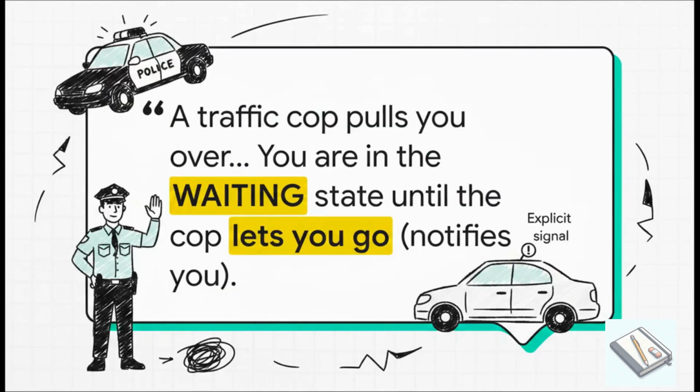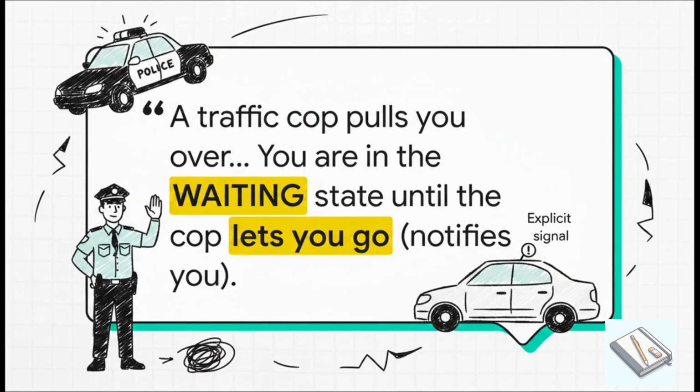And this next analogy just nails the difference. So, you're driving along and a traffic cop pulls you over. You pull over, you stop. You're not blocked by another car, right? You've actively stopped because you're waiting for the cop, who represents another thread, to give you an explicit signal to wave you on. And until you get that signal, you could be sitting there forever.